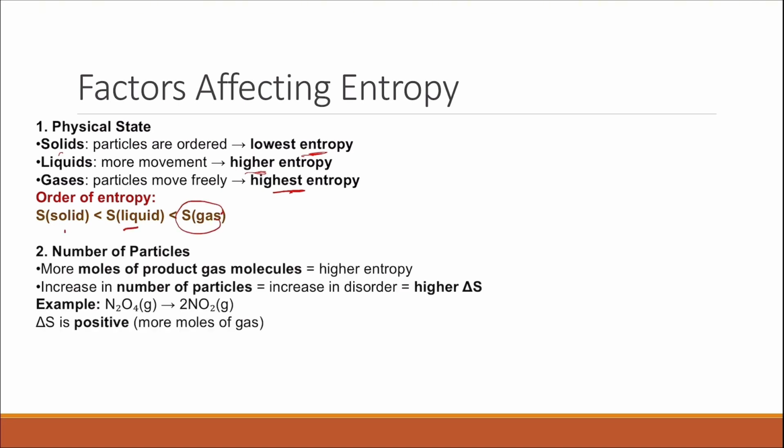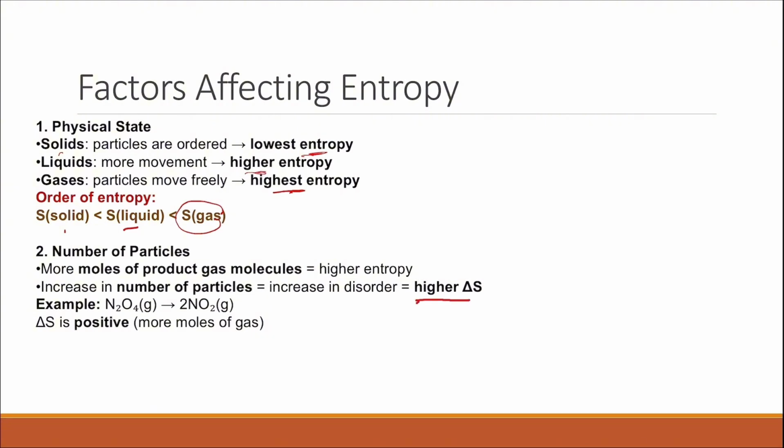The second thing is the number of particles. An increase in the number of particles, or more moles of gas molecules in the products, means that there will be higher entropy, and not just for gaseous molecules, but also for liquids. So if you have more liquid molecules or more moles, then you're going to have higher entropy. The increase in the number of particles will increase the disorder and will give a higher delta S, or entropy change.